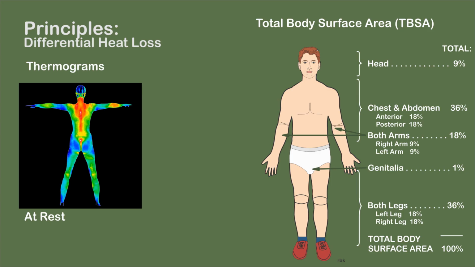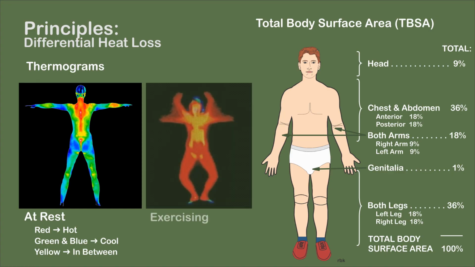Heat is lost to activity. The first thermogram shows the body at rest. Red is hot, green and blue are cool, and yellow is in between. Fat tends to be cooler with less heat loss. Overall, large muscle groups are not losing much heat.